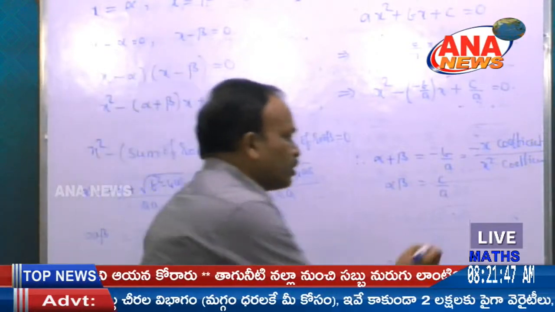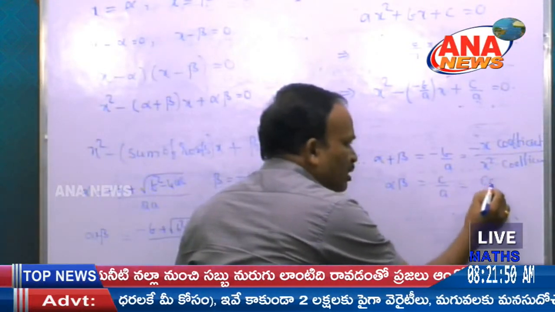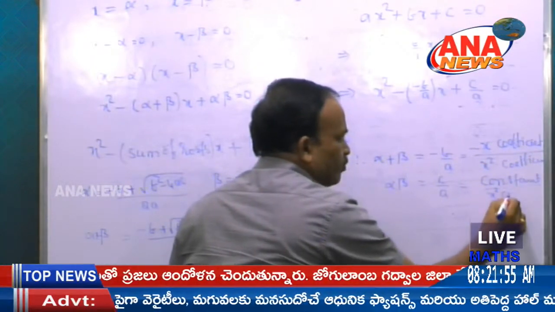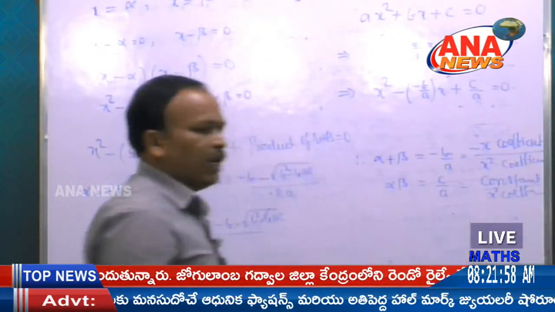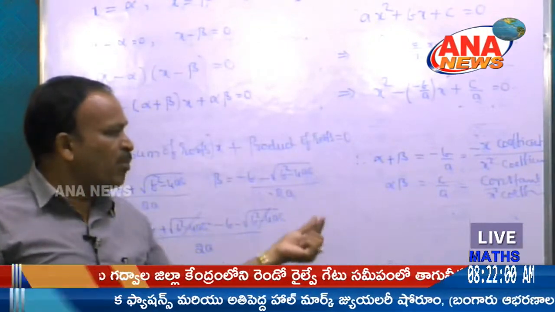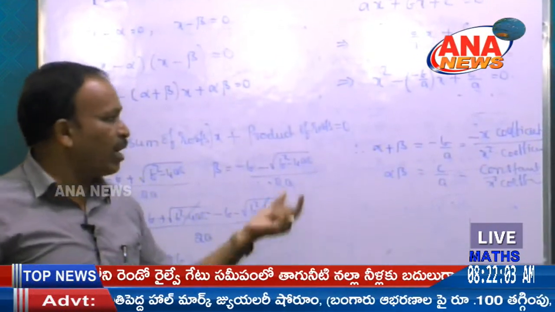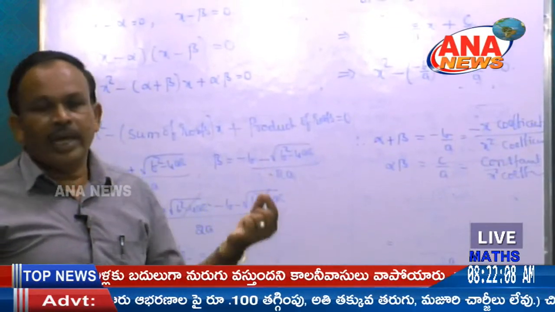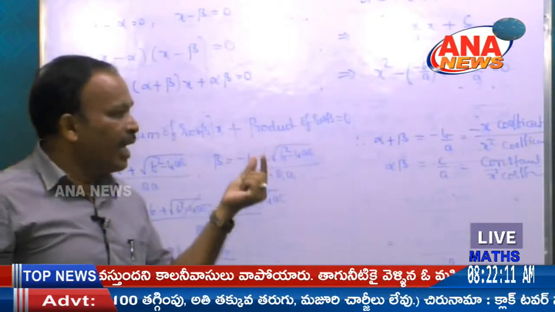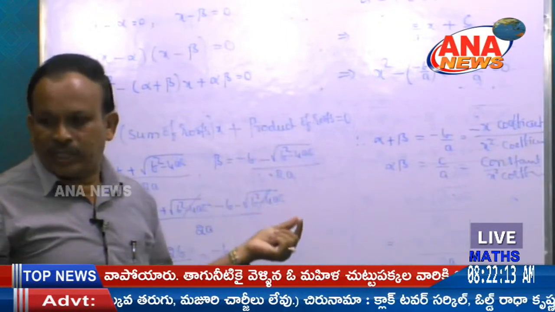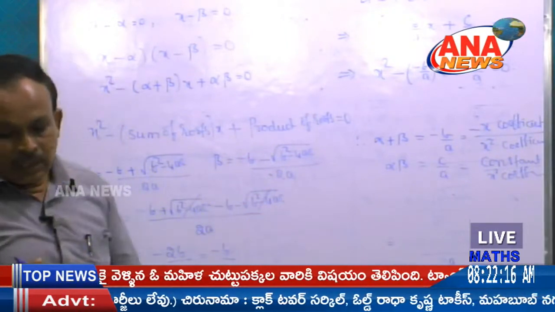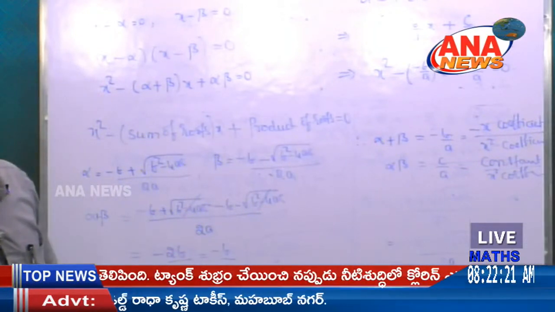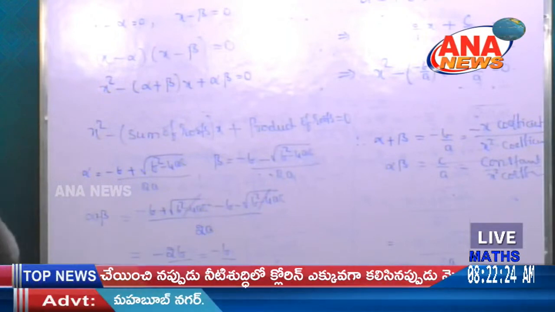Similarly, the product of roots is c by a. What is c? The constant, by the x square coefficient. So c by a means constant by x square coefficient, and minus b by a means minus x coefficient by x square coefficient. This is the sum of roots and the product of roots.